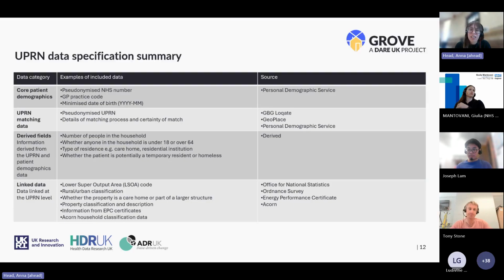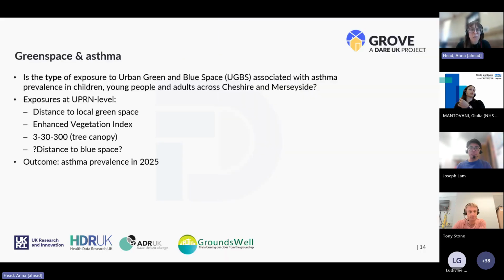And then in addition to this, once we have the UPRN linkage field, we can obviously add in other UPRN datasets, such as distance to green space or fast food outlets, or measures of greenness, or other household level data, such as housing improvements, which takes me on to some of the examples we're working on in Cheshire and Merseyside.